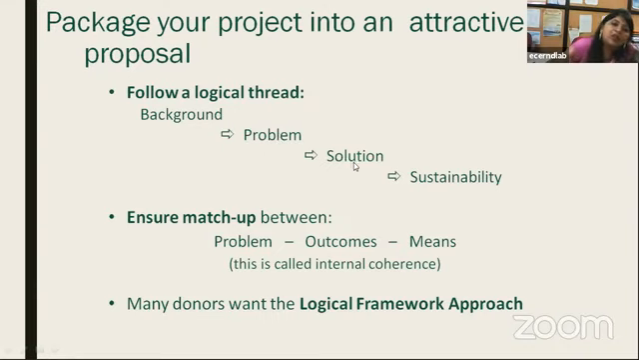And if you will not give the solution, then how will you get the funding, how will you attract the funding agency? Next, ensure a match-up between problem, outcomes, and means. This is called internal coherence. So, what is the problem and what are the outcomes?